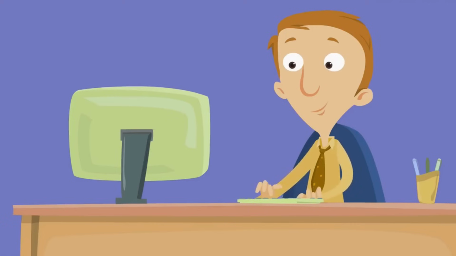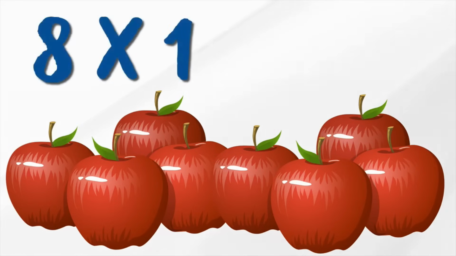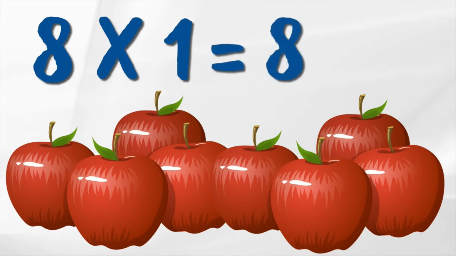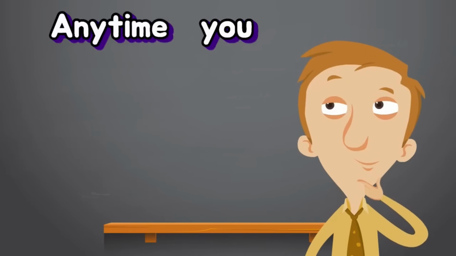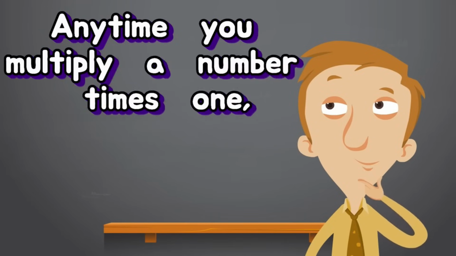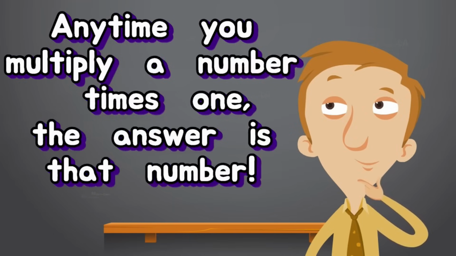Let's try another one. What is 8 times 1? Yeah, 8. 8 times 1 equals 8. Now, why is that? Well, if you have the number 8 just one time, you just have 8. Actually, any time you multiply a number times 1, the answer is that number.